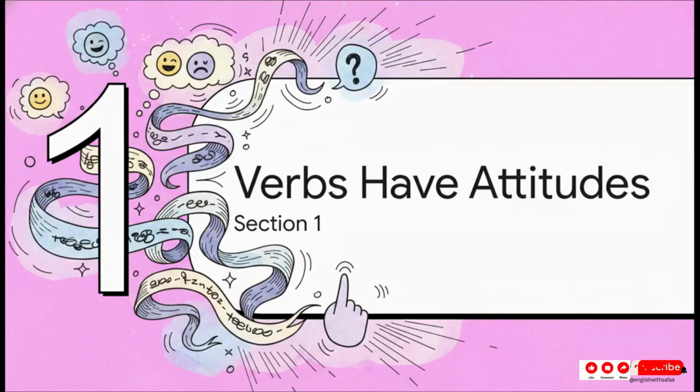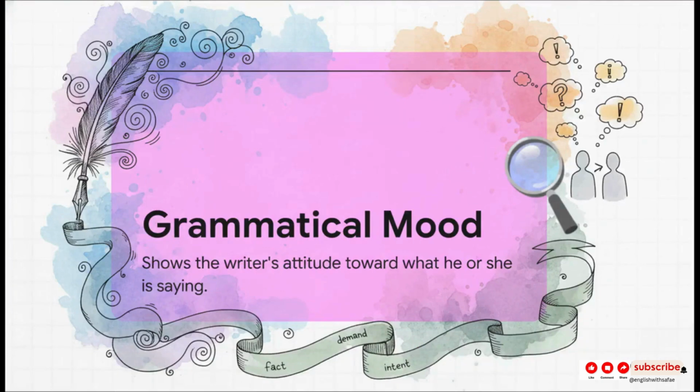All right, Section 1. Verbs actually have attitudes. Grammatical mood shows the writer's attitude toward what he or she is saying. I want to let that sink in for a second. Grammar isn't just about cold, rigid rules. It's a super dynamic tool. It's really about expressing a very specific posture towards your own words. Are you stating a hard fact? Are you making a demand? The mood you choose tells the reader exactly how to interpret your intent.